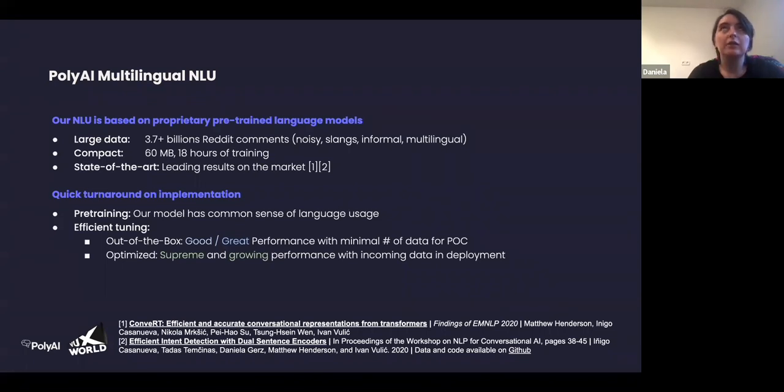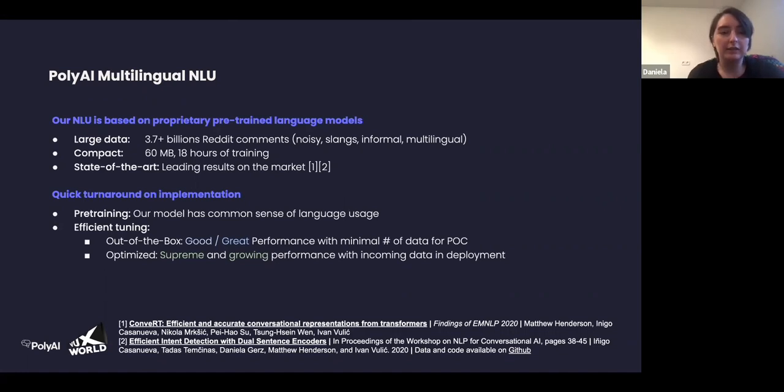Basically, this model has a very common sense of language usage, which we can make use of in our applications. There are two settings I want to talk you through. Out of the box means that with just minimal data, given the client requirements, we can already reach good performance in a POC. Then as the model is deployed and we learn from actual client data, the performance grows.